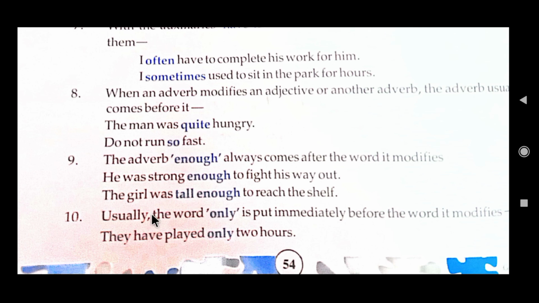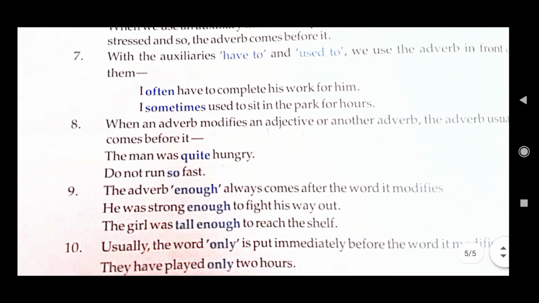Next, usually the word only is put immediately before the word it modifies. They have played only 2 hours. So whenever we place the adverb only, it is placed immediately before the word it is going to talk about. So I hope you understand what adverbs are.